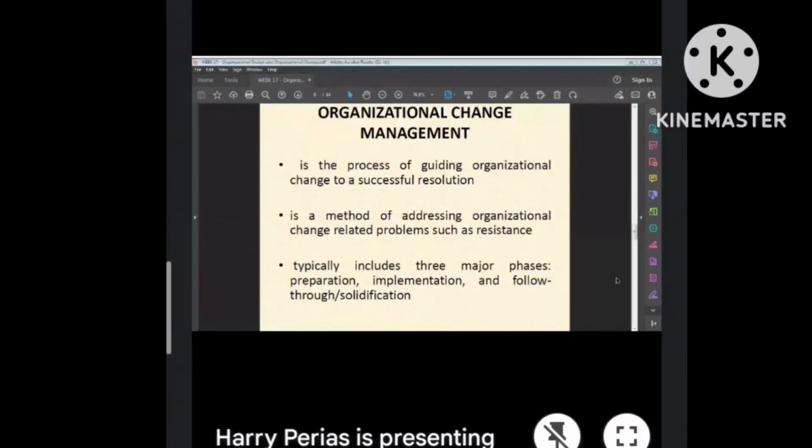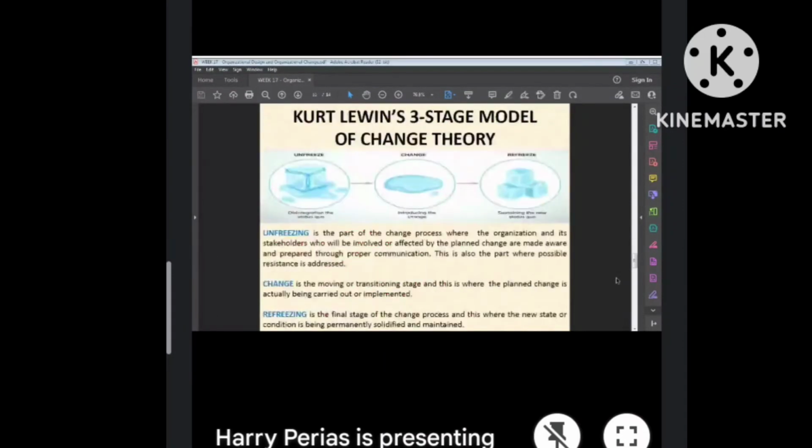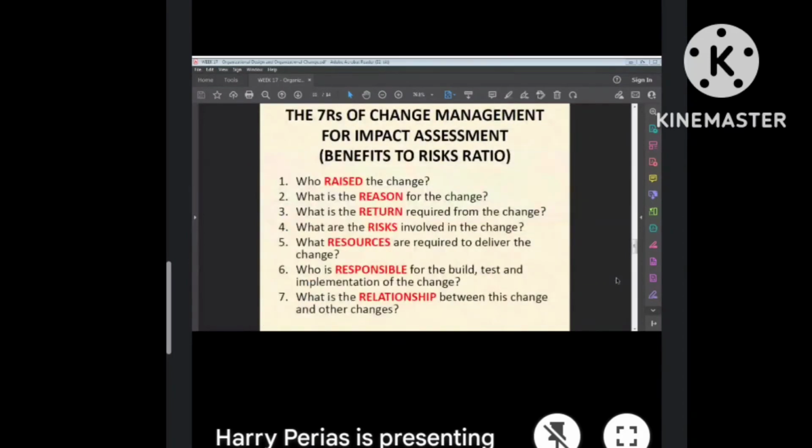And then number three, organizational change management typically includes three major phases, which are preparation, implementation, and the follow-through or solidification. So, itong three major phases, makikita natin ito sa change model theory ni Kurt Lewin. So, we will discuss it later on. Pero unahin na muna natin itong the 7 R's of change management. For impact assessment or the benefits to risks ratio.